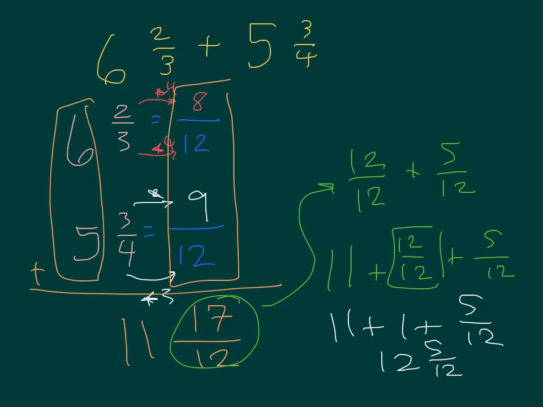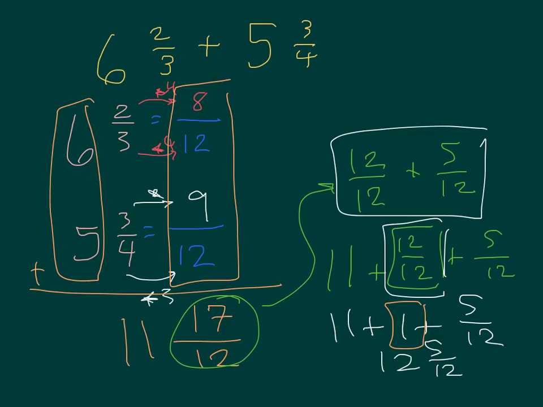And you don't have to write out this step here, or this step here, or this step here. You don't have to write that out. If you can see this can move to 1 and 5/12 and just become 12 and 5/12, that's totally great too. All right, so here we go.